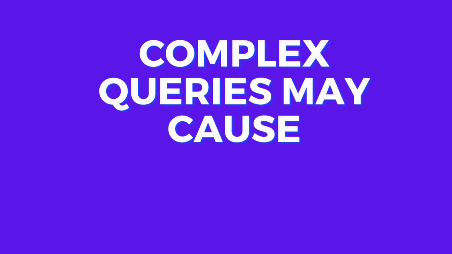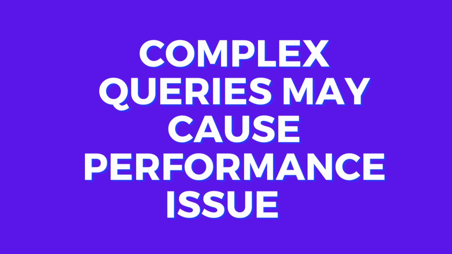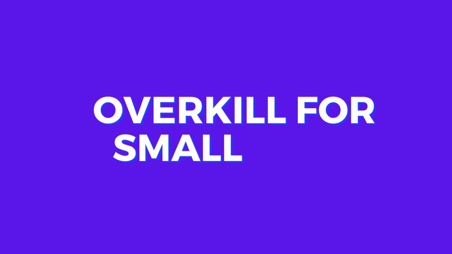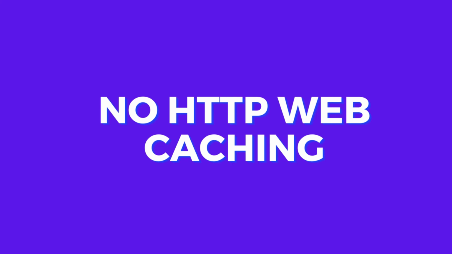From a disadvantage point of view, since GraphQL supports hierarchical queries, complex queries with a lot of nesting can often lead to performance issues. To avoid these issues, we might have to implement rate limiting or nesting limits to our GraphQL queries. While GraphQL is a great tool to reduce complexity, it might even be an overkill for small applications. For a simple application, a REST API might be a better option. GraphQL does not support HTTP web caching.